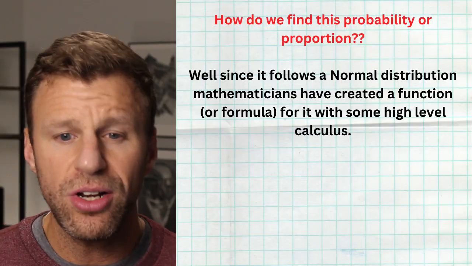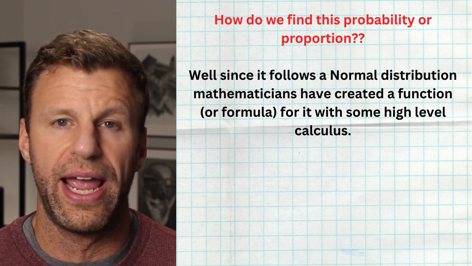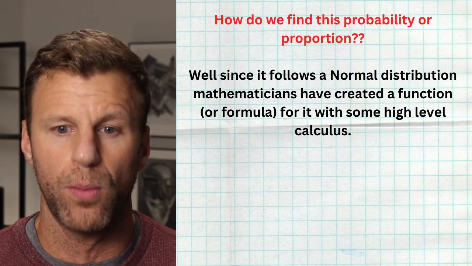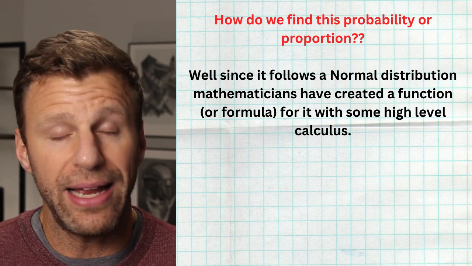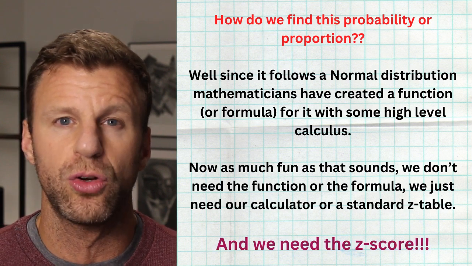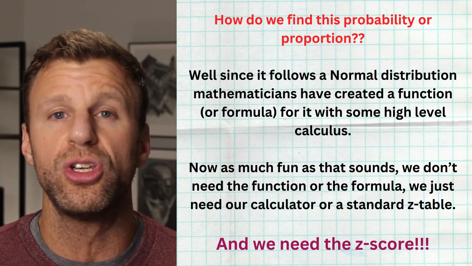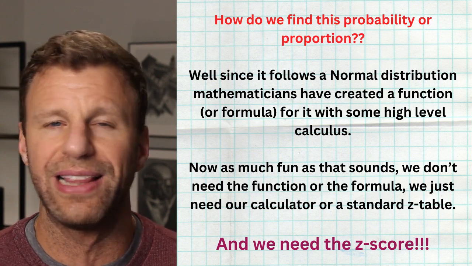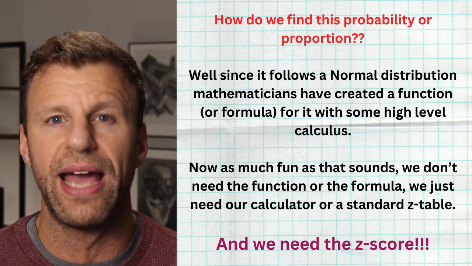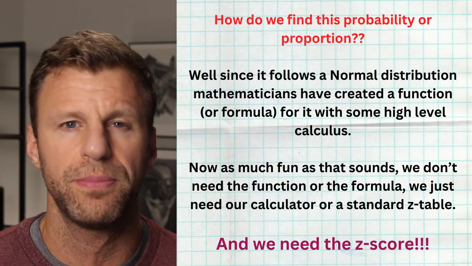Now, it turns out that mathematicians have created a function or a formula that can find probabilities within a standard normal model. Now, it may sound like a ton of fun to use super high level calculus to actually create that function, but listen, that's not what this class is about. We're just going to use the function. We're not going to do all the high level math. We're just going to use the function that's going to tell us what that area is. And all we need is the z-score.